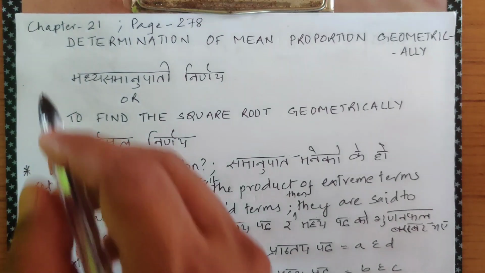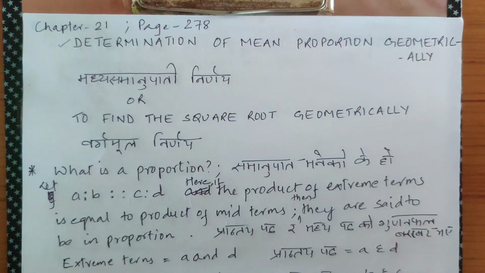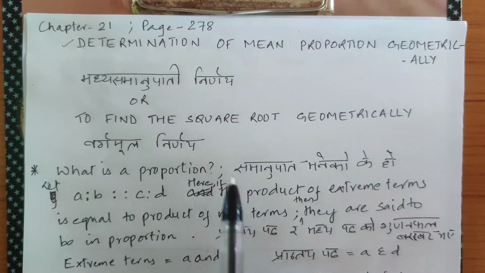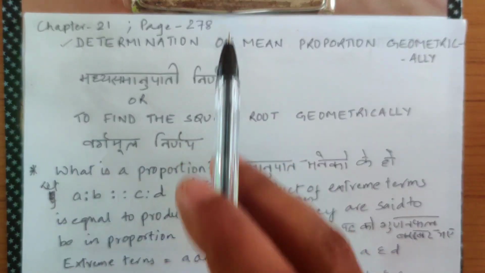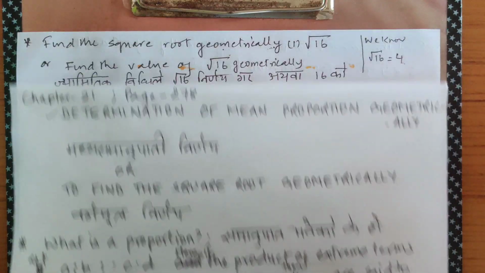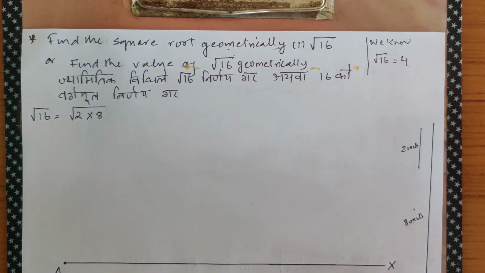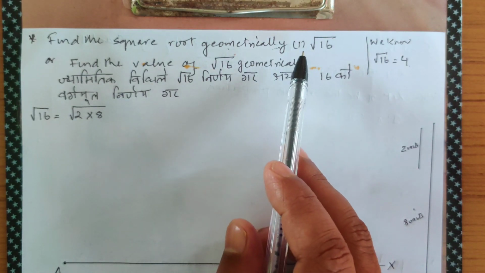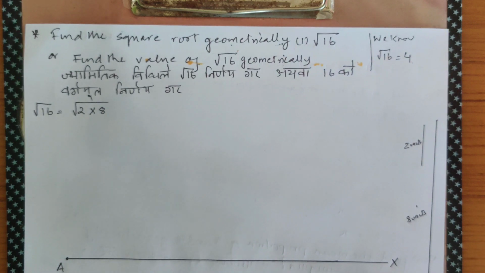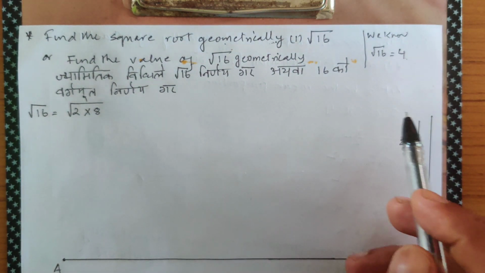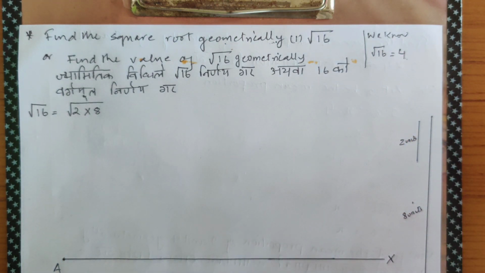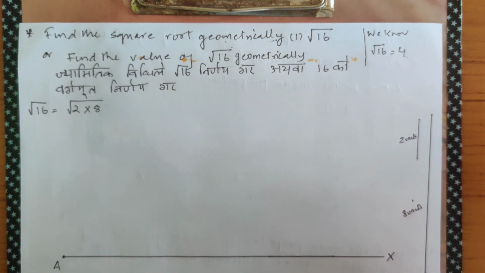Okay people, so just now we've learned how to find mean proportion. Now the second one is to find the square root geometrically. As I've told you, the process is the same for both topics. So let's take one question: find the square root geometrically. The question might come this way, under root 16, or find the value of root 16 geometrically. We know the answer. Root 16 is 4, because 4 into 4 is 16. Now we need to get that value 4 geometrically.